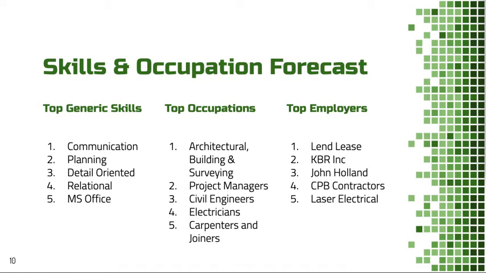And lastly, the top 5 employers in Australia right now: Lendlease, KBR Incorporated, John Holland, CPB Contractors, and Laser Electrical. These are really big level employers. I'm not talking about little ma and pa businesses. Your dad or your uncle or your auntie might run a little construction company somewhere around the way. I'm not talking about those little companies. I'm talking about those really big employing companies that might have thousands of employees. These are the top 5 at the moment.